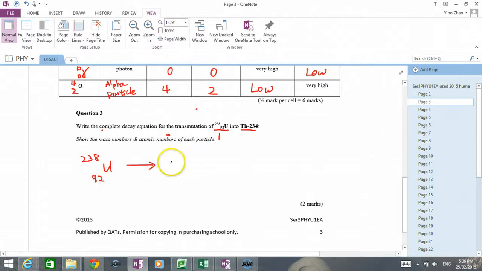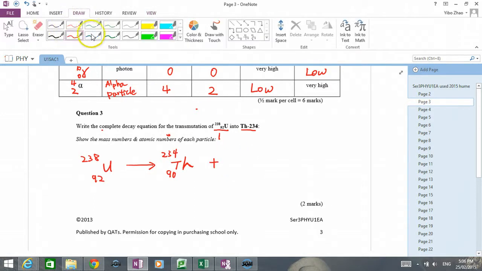And afterwards it becomes thorium. The atomic number of thorium is 90. It is given in the test. I wrote it on the board, and there is a missing element.